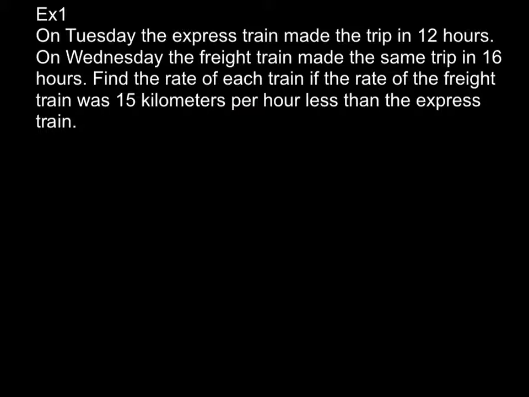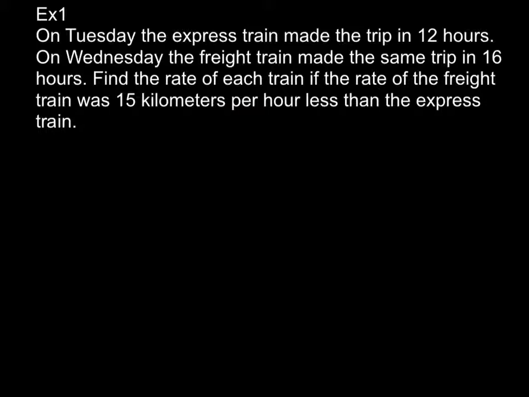It says on Tuesday the express train made the trip in 12 hours. On Wednesday the freight train, now we're talking about two different types of trains here, express train and a freight train, made the same trip in 16 hours. Find the rate, how fast each of the trains was going, if the rate of the freight train was 15 kilometers per hour less than the express.